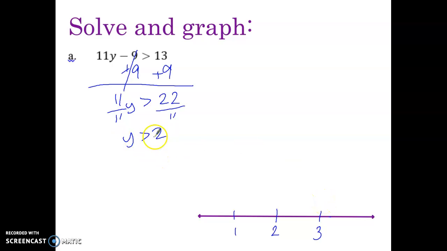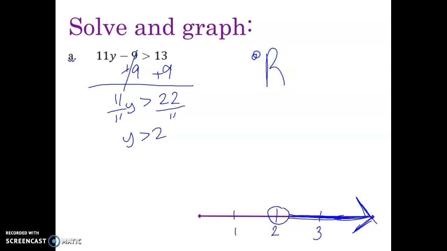Okay, so y is greater than 2. That means 2 is not really included as part of the solution. 2 is not itself greater than 2. So I'm going to put an open circle on 2 to show that it's not part of the solution. The numbers that are greater than 2 are to the right of 2. So I'm going to shade to the right.